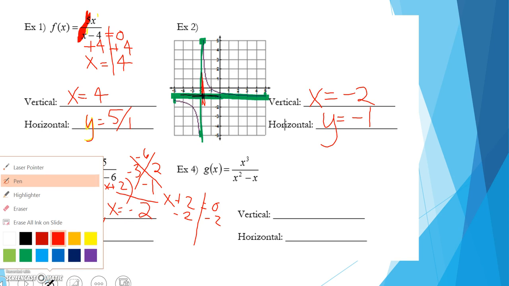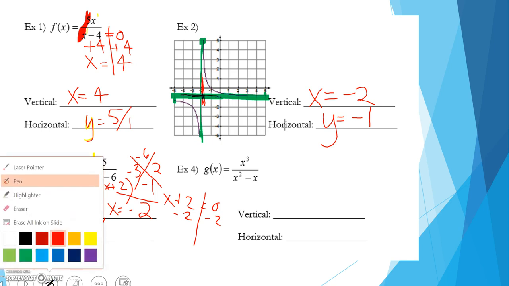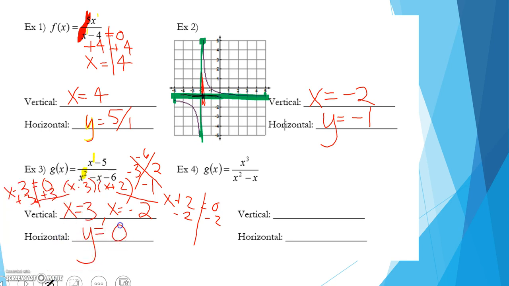Now whenever I look at the degrees of the polynomials, I'm looking at the original. So I've got a degree of 1 up top and a degree of 2 down bottom. So that means it is smaller on top. If someone's smaller sitting on top of you, you go, oh. And so that means it would be y equals 0.